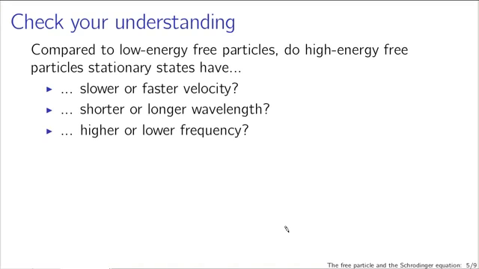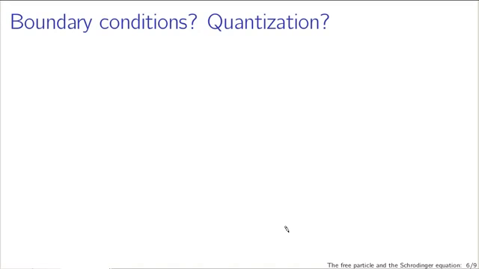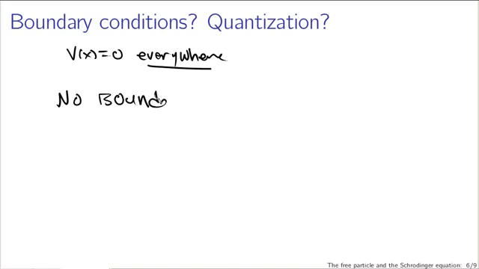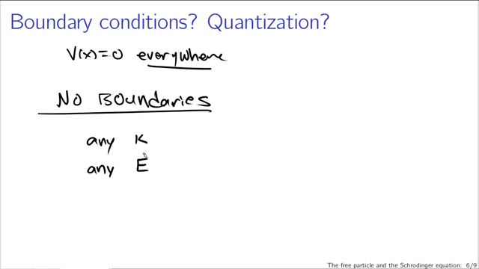What we did after we got our stationary state solutions to the Schrodinger equation, for instance the particle in a box or the harmonic oscillator, was examine the boundary conditions and determine whether or not we had quantization. This is where the free particle gets a little bit difficult to work with. The problem here is that V of x is equal to 0 everywhere. And I mean everywhere. There are essentially no boundaries. The fact that we have no boundaries means that we can have any value of that constant k, which means we can have any value of the energy, E. So we have no quantization here.